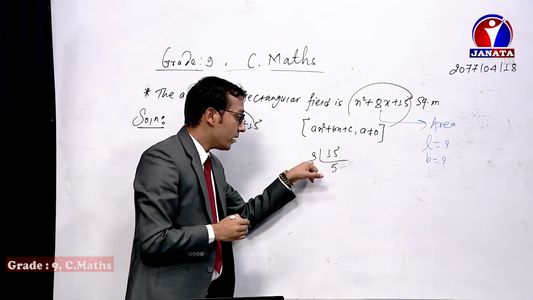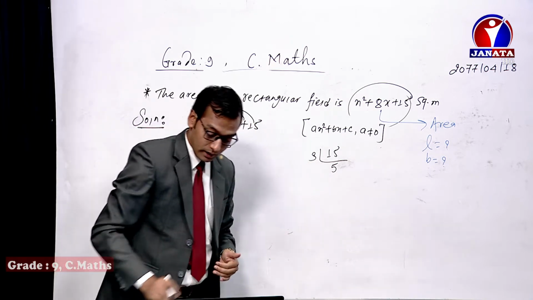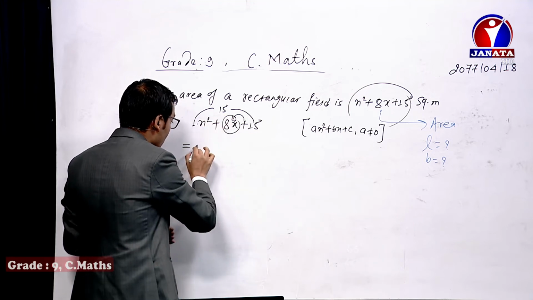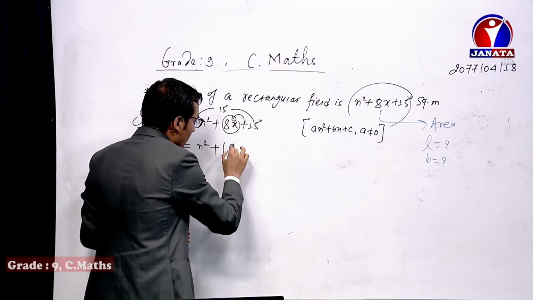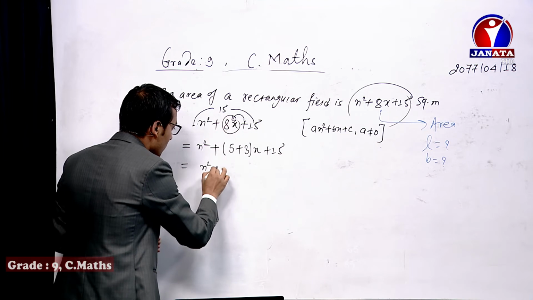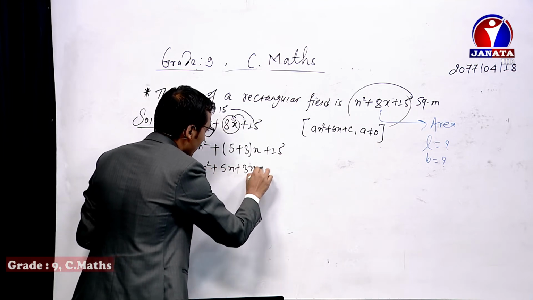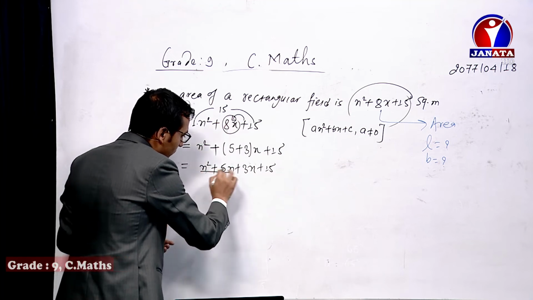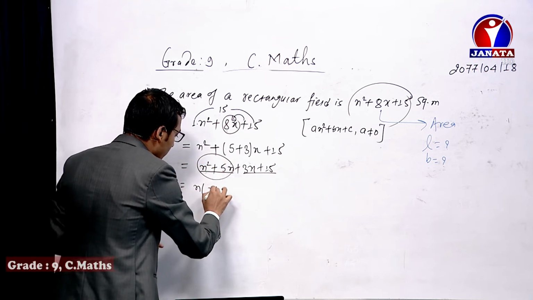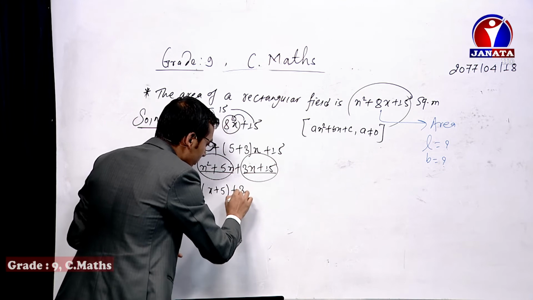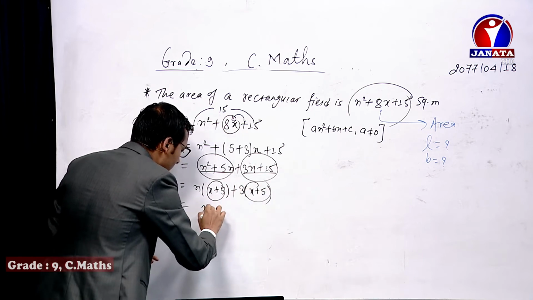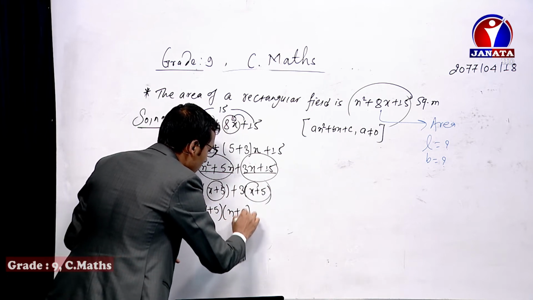The product of 5 and 3 is 15. And what is the sum of 5 and 3? 8. We can factorize this by splitting the middle term: x square plus (5 plus 3) times x plus 15. We can open the bracket: x square plus 5x plus 3x plus 15. Now we can take common factors. What is common from the first two terms? x is common, so x times (x plus 5). What is common from the last two? 3 is common, 3 times (x plus 5). So again x plus 5 is a common factor: (x plus 5) times (x plus 3).